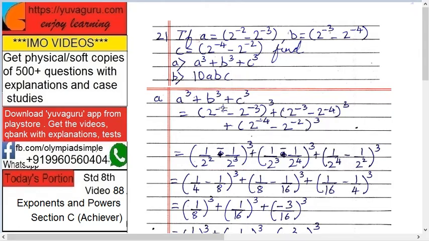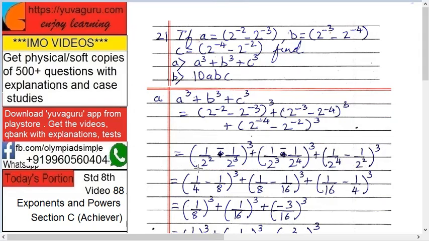Okay. Convert this minus into plus, all inside the bracket. Means invert it, bring numerator to denominator. So it becomes bracket 1 upon 2 square minus 1 upon 2 cube, the whole raised to 3, plus 1 upon 2 cube minus 1 upon 2 raised to 4, the whole raised to 3, plus 1 upon 2 raised to 4 minus 1 upon 2 raised to 2, the whole cube.